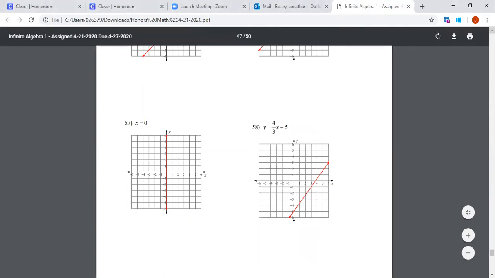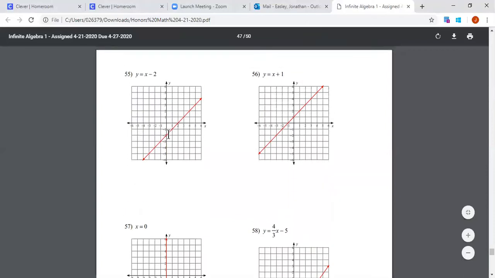Well, anyway, let's take a look at this. These are some good examples. Look at number 57. X equals 0. Well, x equals 0. There's no y value given, right? That's because it's every y, because it tells you that right here is x equals 0, right? So every other number is going to be y. So that's going to be why we get that.